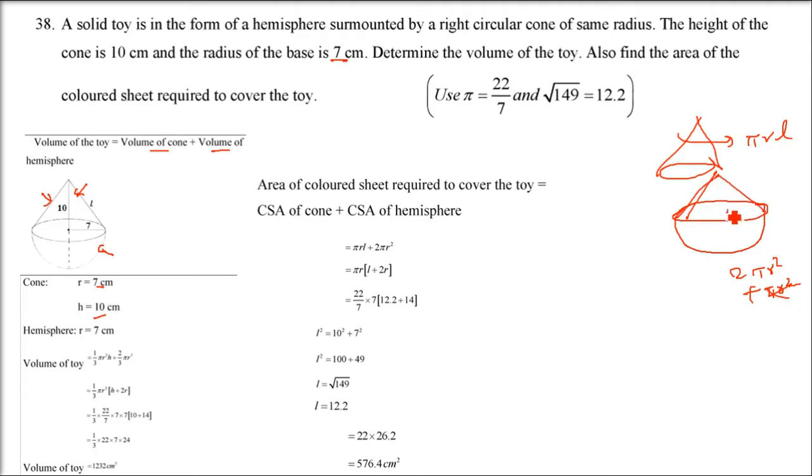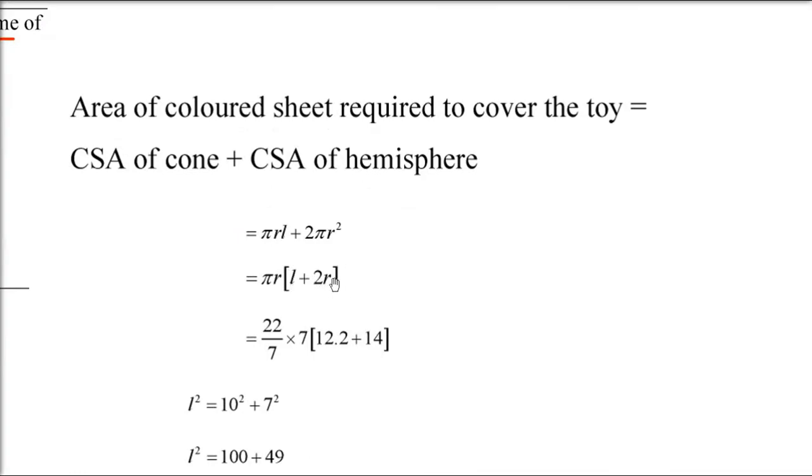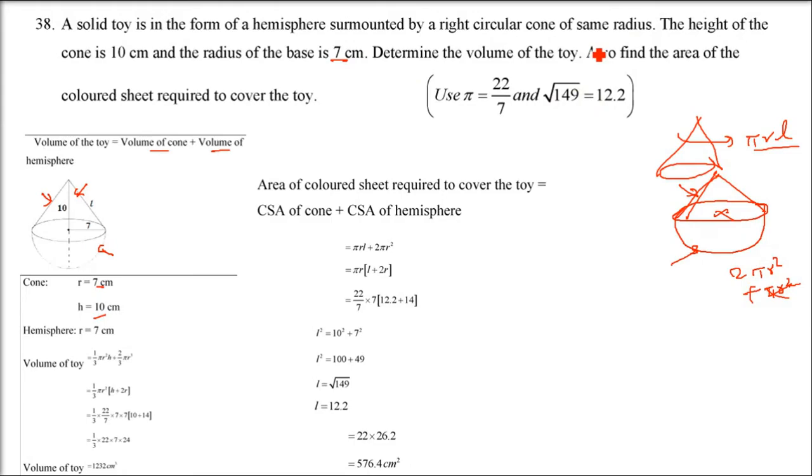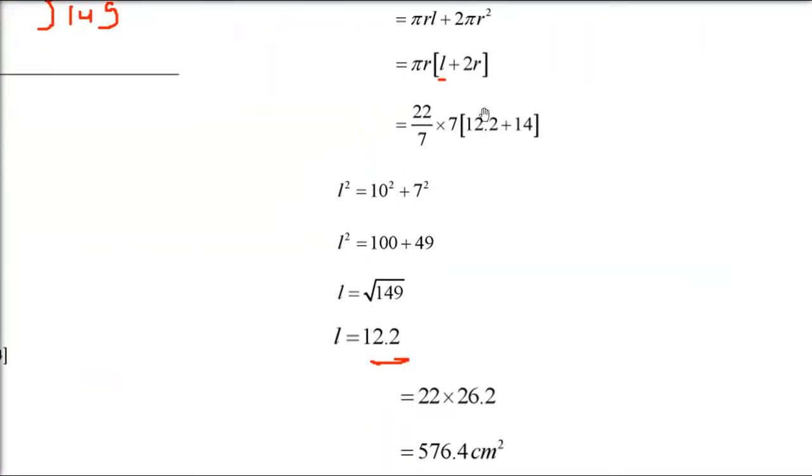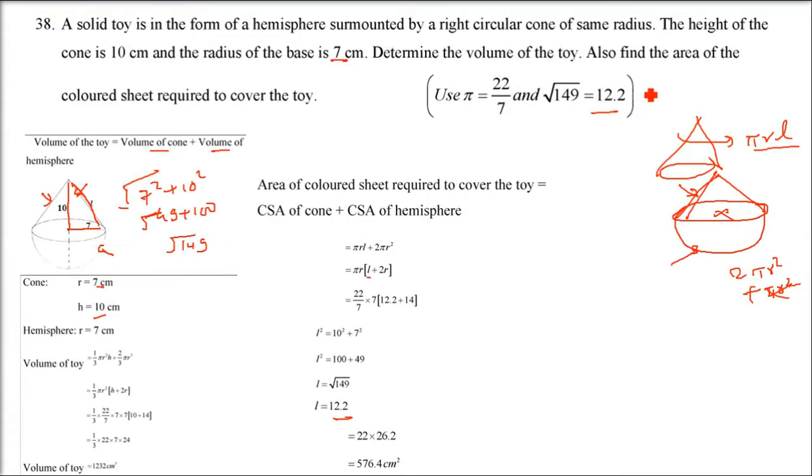So pi RL plus 2 pi r square, if you combine them, that is going to be the curved surface area. For that you can take pi r common, L plus 2r. So we need to add them here, but L is not known. How about L? Under root 149 is given, so it's quite easier for us. This is 10, this is 7. What is the hypotenuse? It's 7 square plus 10 square. 7 square is 49, 10 square is 100. Under root 149 it will be 12.2. So L is 12.2. Now put it here. L equals 12.2. Now just put in the expression, 576.4 centimeter square is going to come. Right? So this is your curved surface area also.